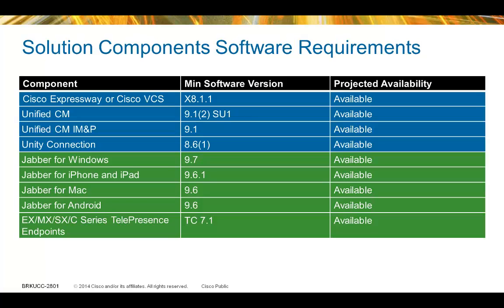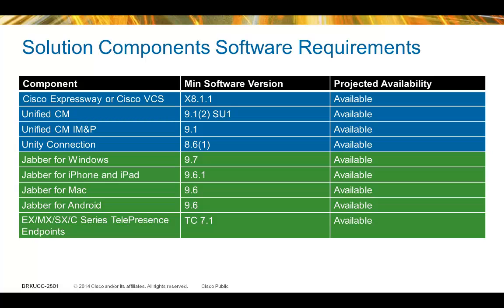All right. This slide is awesome. For a long time, we didn't have all these clients available. It was always projected availability. As you can see from my header, I didn't update that. We have all these clients available now: Jabber for Windows, Jabber for iPhone and iPad, Mac, Android, and all the TC series endpoints. So it's pretty awesome. Obviously, IP phones are not on this list. There are some notable things missing, but we do have a wide spectrum of support for clients.